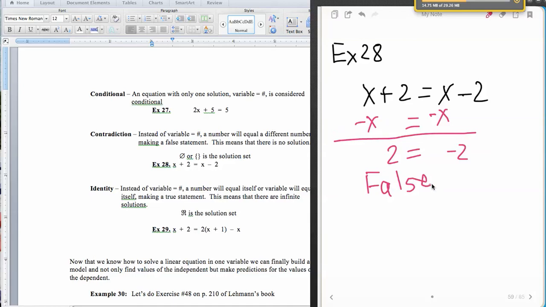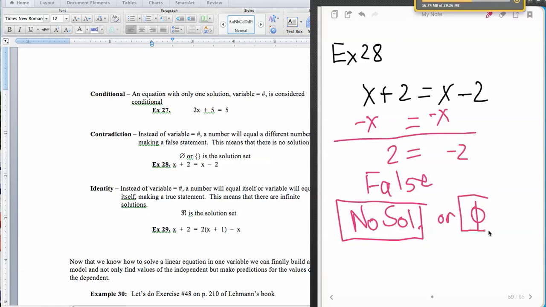Now that is neither my answer nor my solution. It doesn't satisfy anything, right? The answer, the solution, is that there is no solution. In other words, there's no answer that satisfies this equation. And another way of writing this is that it is what we call a null set, which looks like a 0 with a line through it. And so this type of equation is called a contradiction.